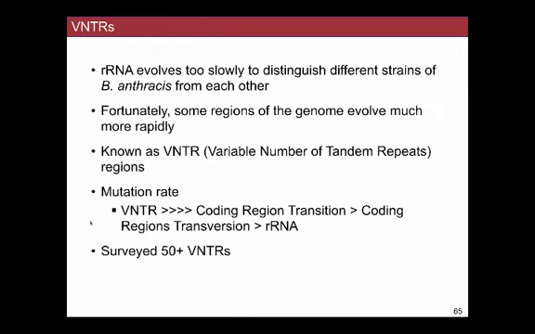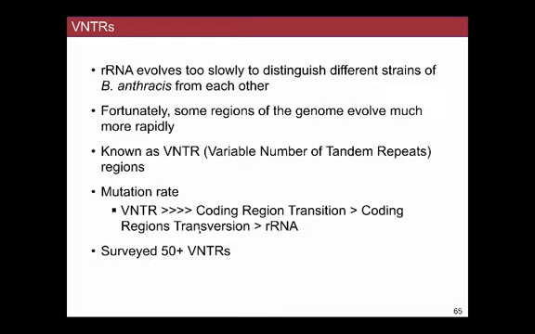And so you don't need to worry about all the details on this slide, but what he did basically was find regions that changed rapidly. They're called variable number tandem repeats, or VNTRs. They change in the copy number of a short repeat sequence in the genome. So you can have GA, GA in one organism and GA, GA, GA in another organism. And you can count the number of copies of this particular repeat in different strains of anthrax, compare them to each other, and then build evolutionary trees based upon this.